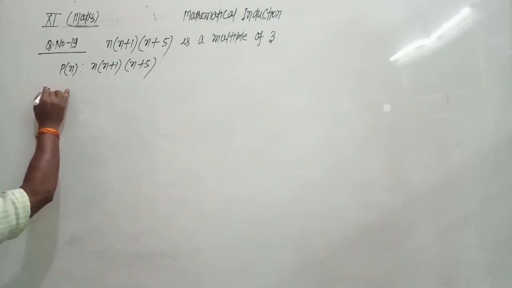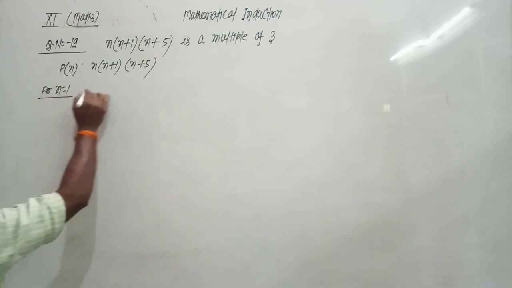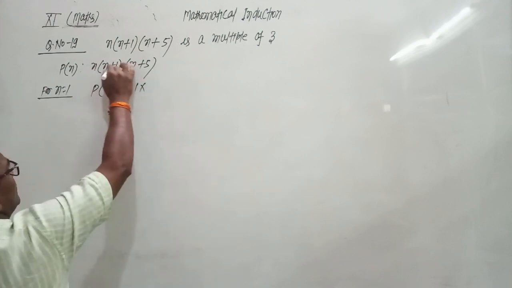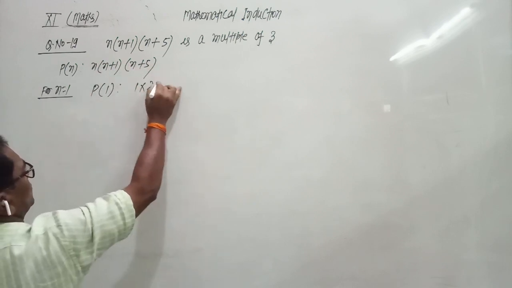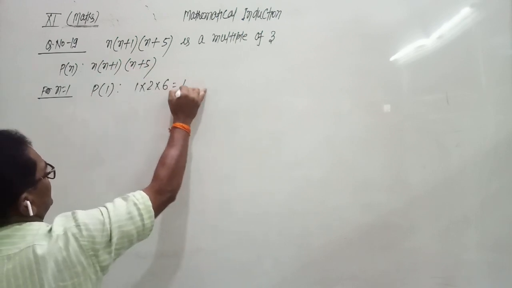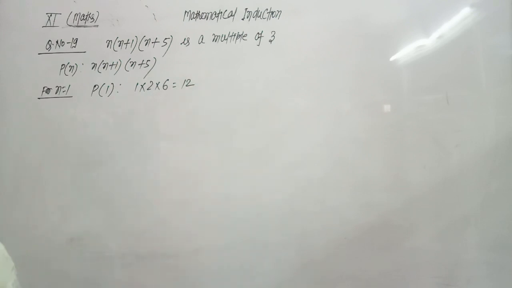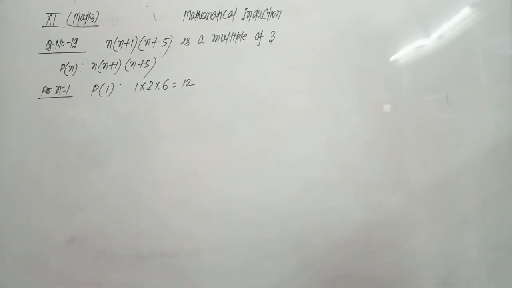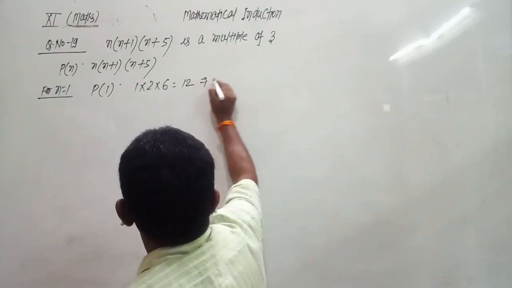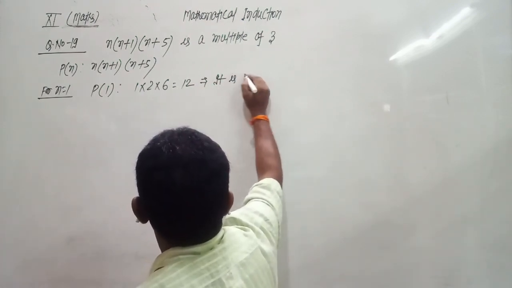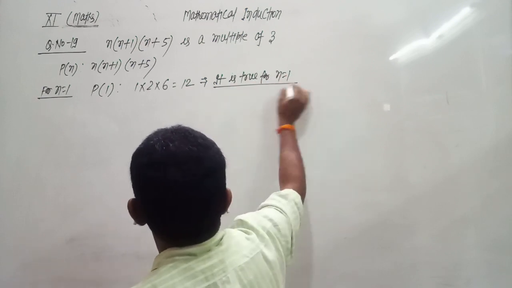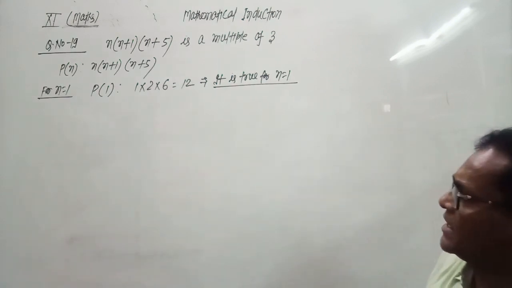So for n equals to 1, we find P1 such that 1 into, put the value of n equals to 1, 1 plus 1 is 2 and 1 plus 5 is 6, 6 into 2 is 12, and 12 is a multiple of 3. So it is true for n equals to 1 because 12 is the multiple of 3.